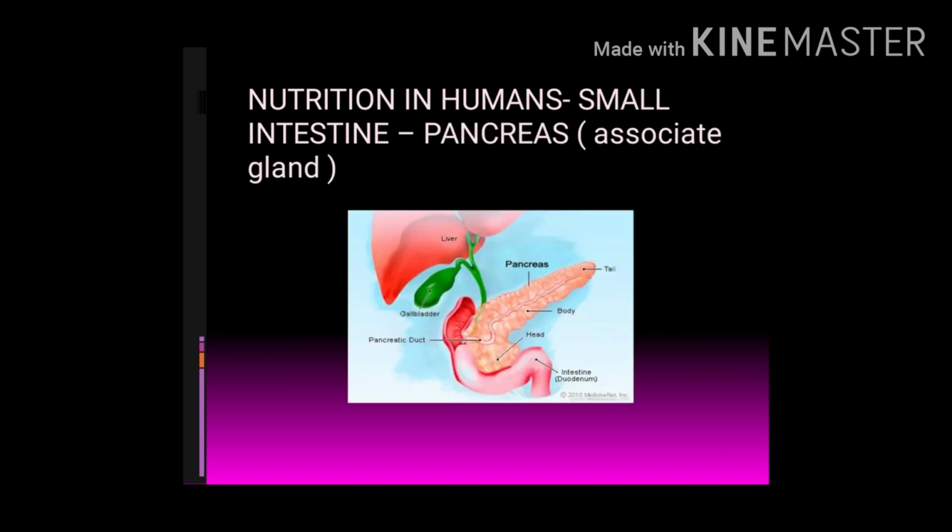Now moving to the next associated gland, the pancreas. The pancreas is a leaf-like gland which is very near to the liver and the duodenum. You can see that in this diagram. You can see the pancreas and the pancreatic duct. You also see the duodenum here and the liver.